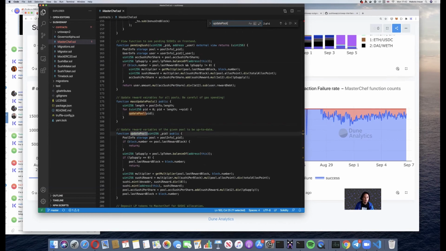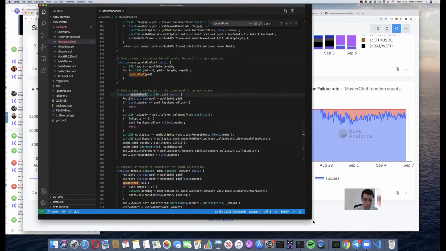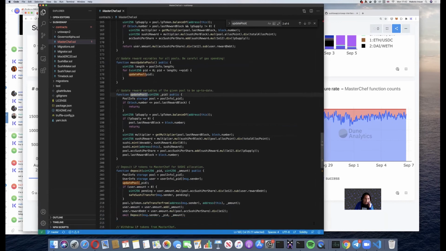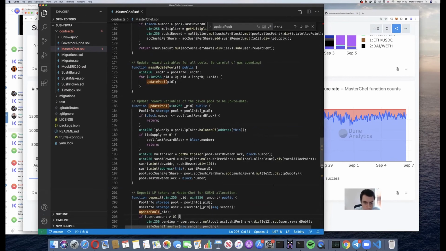Update pool. Yeah, I haven't really looked into this. Nick, can you explain a bit, given you looked into it? Yeah, so update pool. Let me find it in my diagram. So update pool, first it does get multiplier. Well, I guess first it checks the balance. Oh, my diagram was missing that.